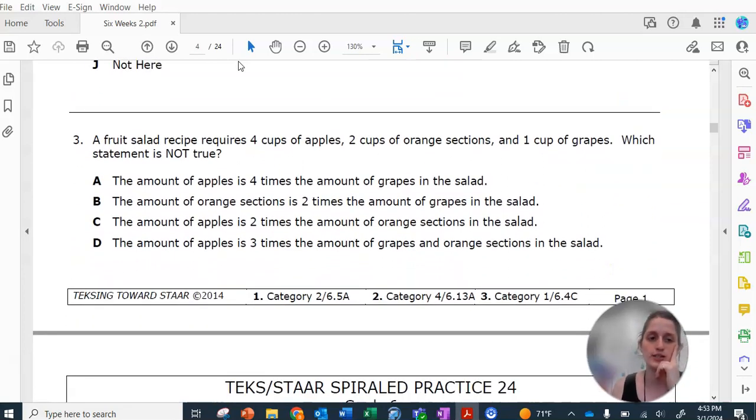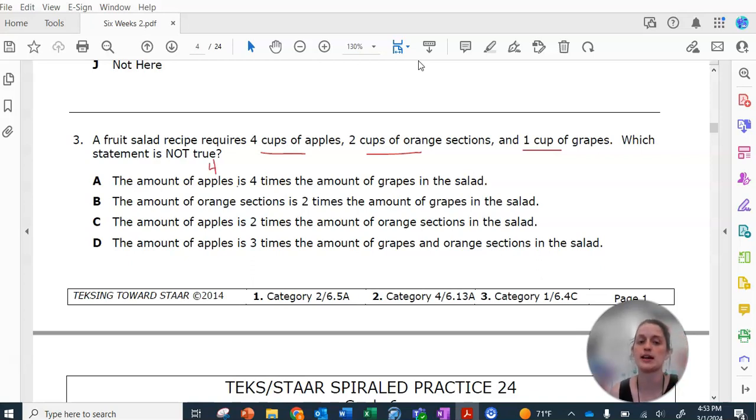A fruit salad recipe requires 4 cups of apples, 2 cups of orange sections, I guess you peeled the orange part, and 1 cup of grapes. Which statement is not true? The amount of apples, stop reading. What is the apples? Okay, 4.